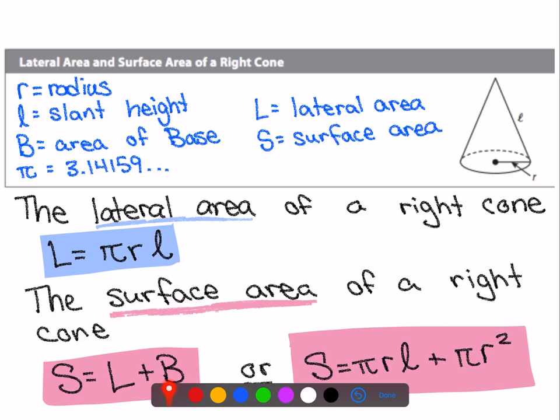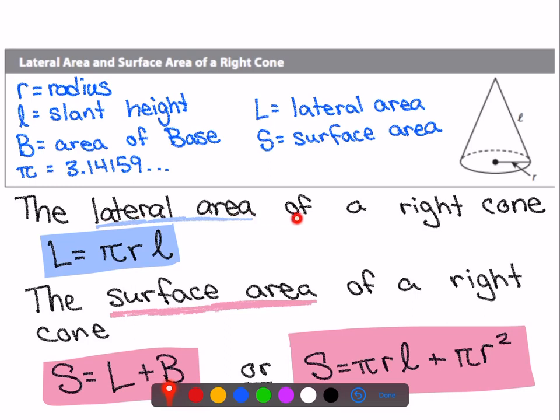We're not going to change that. I'm going to keep it as a cursive L so I don't get it confused with 1. Our big B is the area of the base. Of course, we know pi is 3.1415926, so on and so forth, forever and ever. And then we have capital L for lateral area, capital S for surface area.